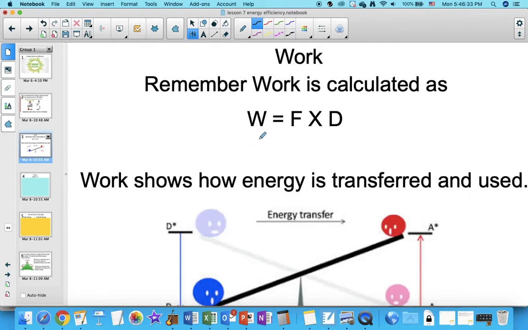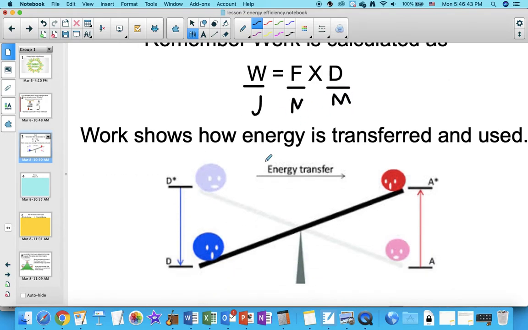So remember, work equals force times distance. Work is measured in joules, force is measured in newtons, and distance is measured in meters. Work shows how energy is transferred and used. As you apply a force over a distance, it does work and transfers it somewhere else.